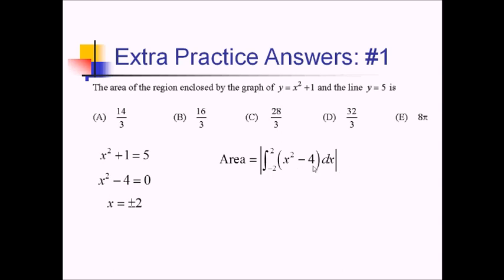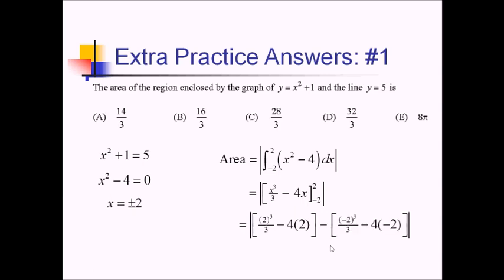And now let me take my antiderivative from left to right. So this is going to be 1/3 x cubed minus 4x evaluated from negative 2 to 2. Still have my absolute value here. So that's all this stuff with 2 plugged in minus all this stuff with negative 2 plugged in. And since this is not free response, I can't unfortunately just leave it like this. I've got to evaluate it all the way down to one of these answers here.